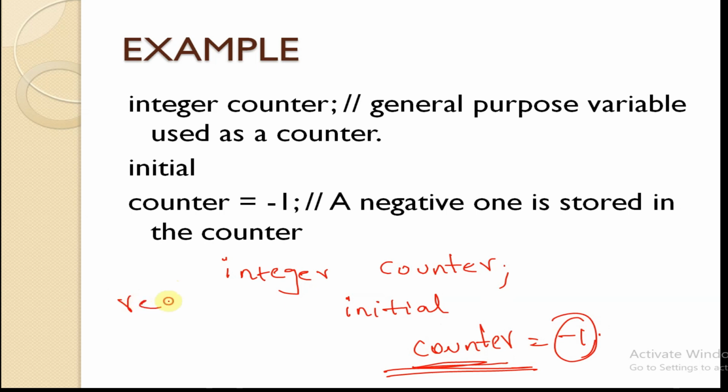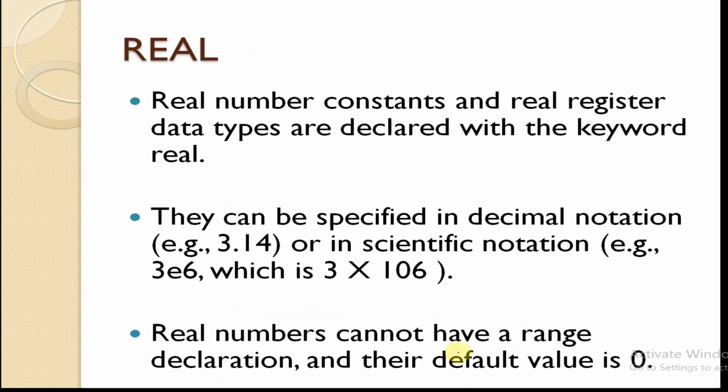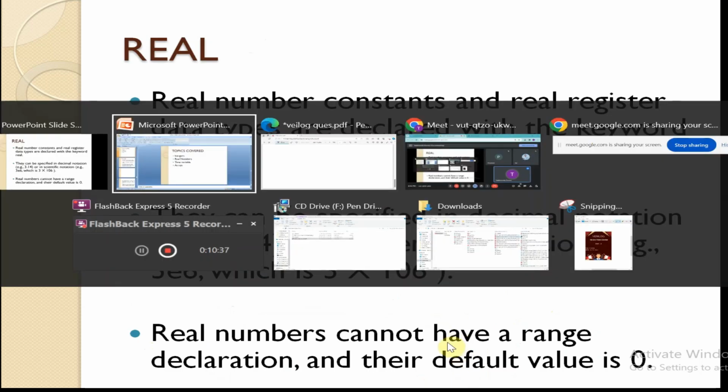Whereas in the case of registers, if we declare a register a and try to store a is equal to -1, then the negative number is not stored in register a, but the 2's complement will be performed on -1 and it will be stored in a. But in the case of integer, the negative number is directly stored in the variable. So this is about the integer. Is this clear for everyone?